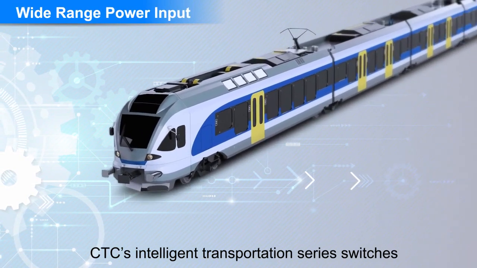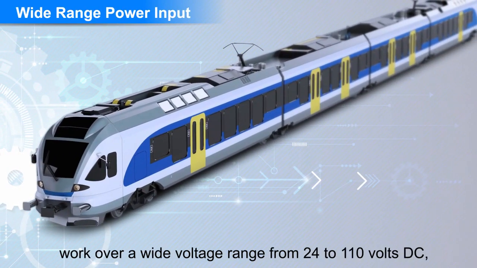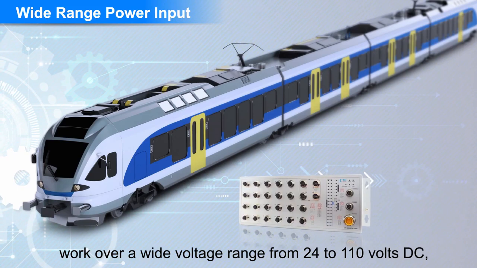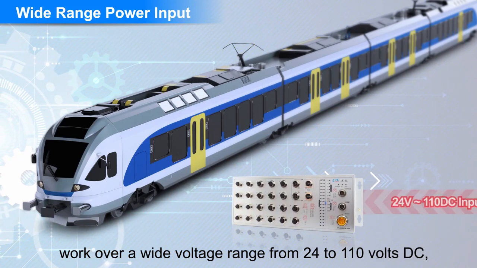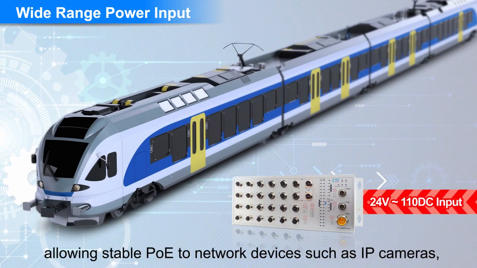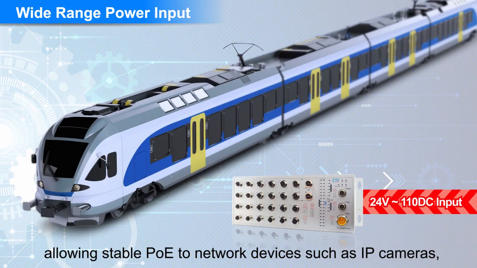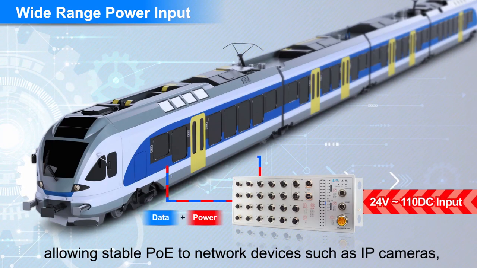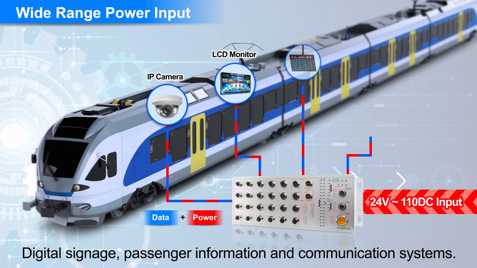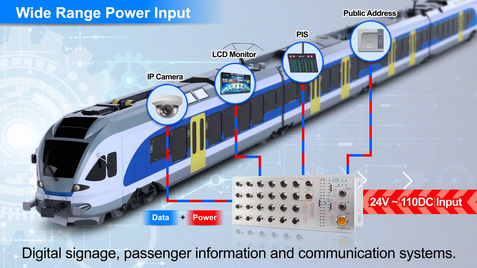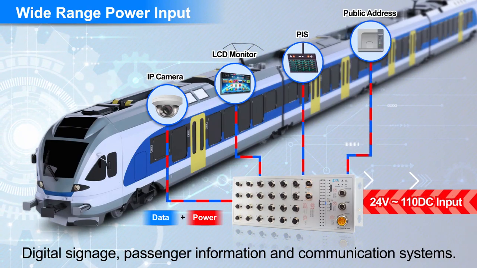CTC's Intelligent Transportation Series switches work with a wide voltage range of 24 to 110 volts DC, allowing stable PoE to network devices such as IP cameras, digital signage, passenger information, and communication systems.